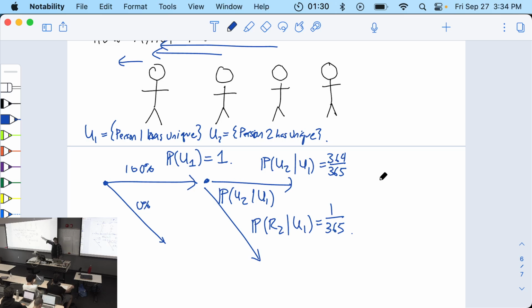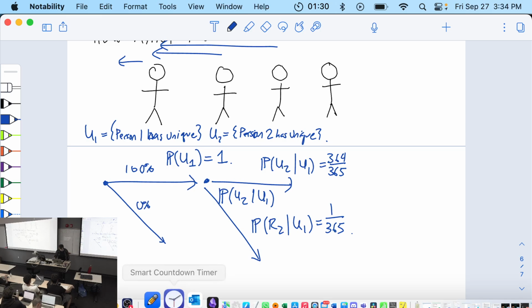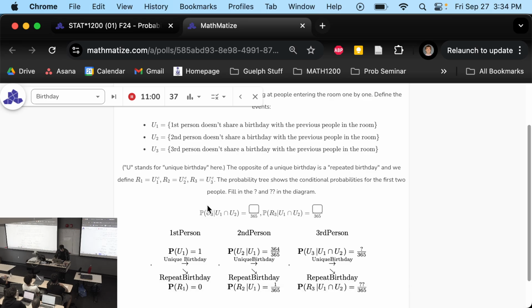Any questions or comments about this from last time? I think one of the new things is the notation. I don't know if I called them U1, U2 last time. So let's go. The mathematized question has the more precise version of these birthdays.